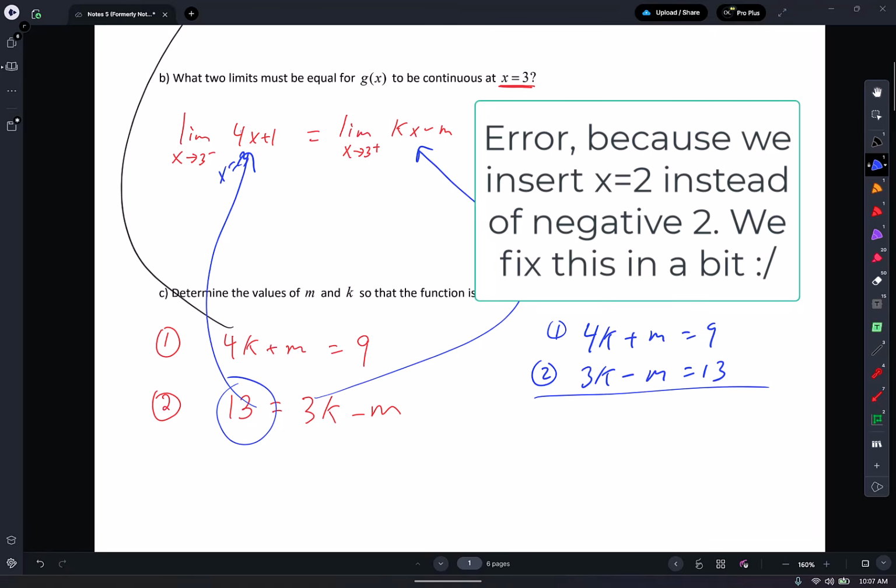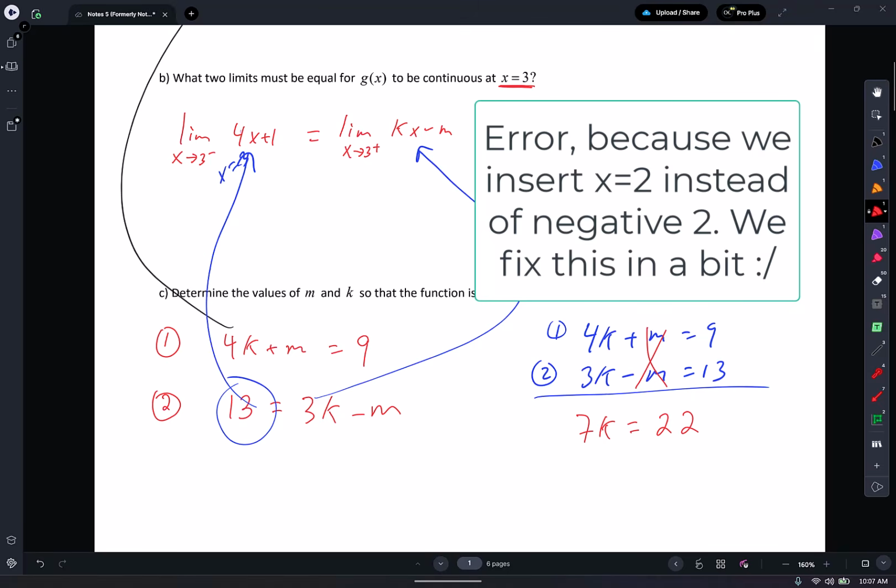All right, here we go, guys. I'm going to add them. When I add them, these m's are going to cancel out. 4k plus 3k is 7k, and then 13 plus 9 is 22. How do I get the k by itself?